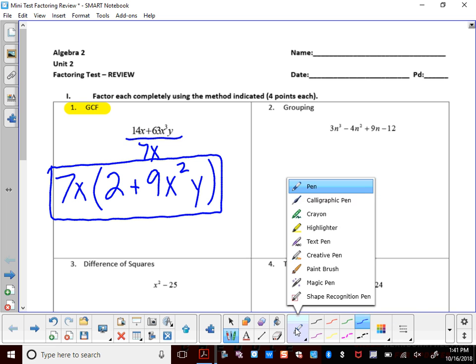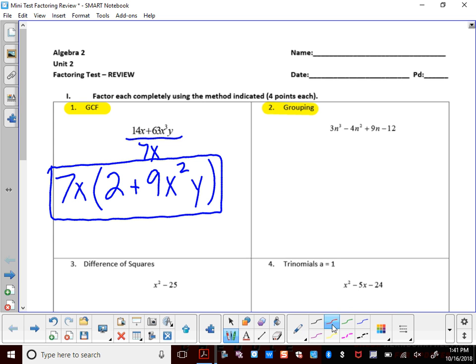Alright, my second problem tells me I need grouping. Grouping is when I have 4 terms. What do I do when I have 4 terms? Star Trek, right? We split them right down the middle. So on my left side, my GCF, my numbers are 3 and 4. Does 3 go into 4? So it's just 1, right?